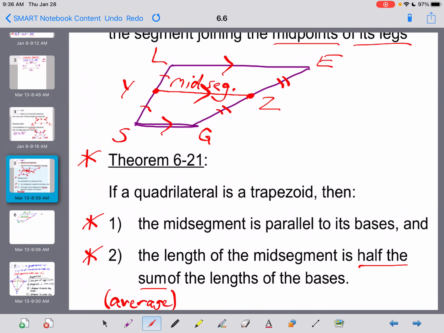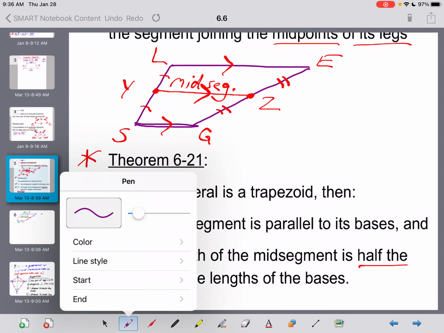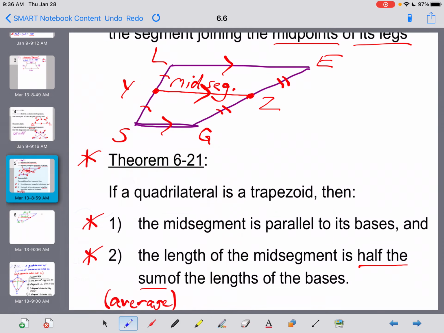So let me give you a really simple numerical example here, guys. Let's make this really easy and say that the measure of SG was 10 units long. LE up on the top definitely looks longer than that. In fact, it looks about twice as long as that, roughly. So I'm going to go with a 20 right up here.